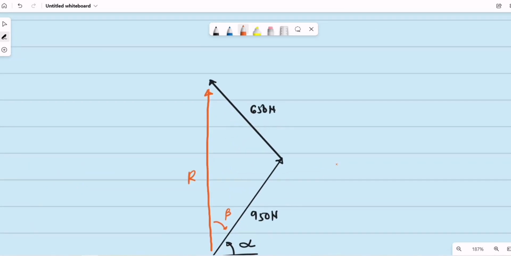Based on the given, we have 45 degrees. If we are to extend this 950 newtons, again, the angle between the 650 newtons and the 950 newtons is 45 degrees. So if this is supposedly a straight line, and I just extend the 950 newtons, the angle between is 45 degrees. Do we know this angle? Okay, let's say this angle is theta.